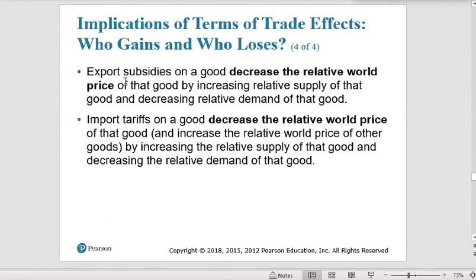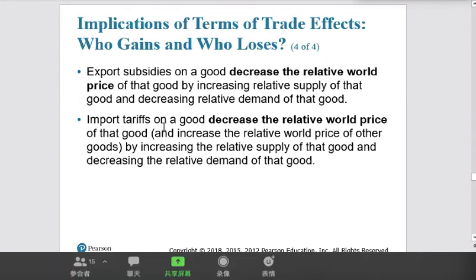Finally, summarizing this, export subsidies on a good decrease the relative world price of that good by increasing the relative supply of that good and decreasing the relative demand for that good. The opposite is true for import tariffs. Right? It does the opposite. Okay, so I think we are done on import tariffs and export subsidies.